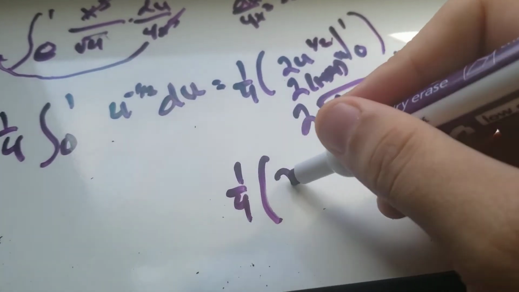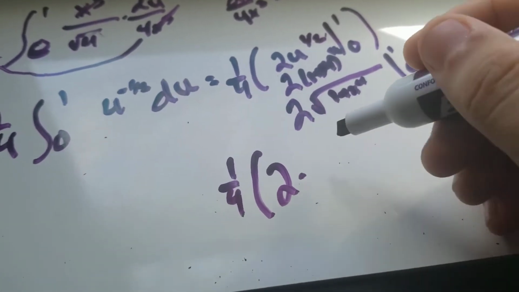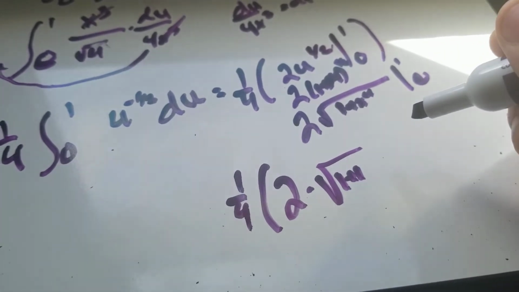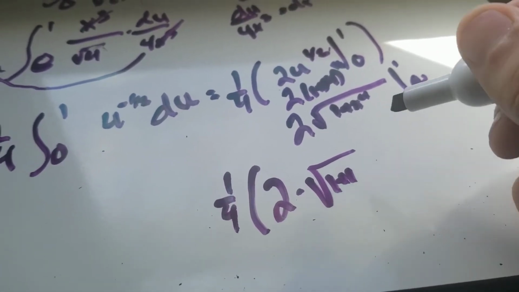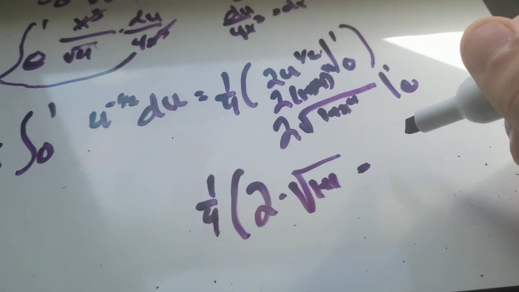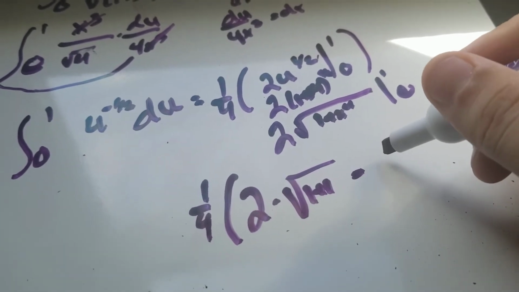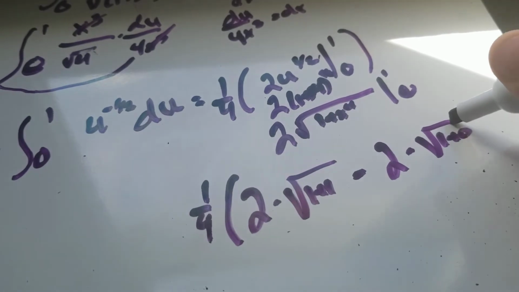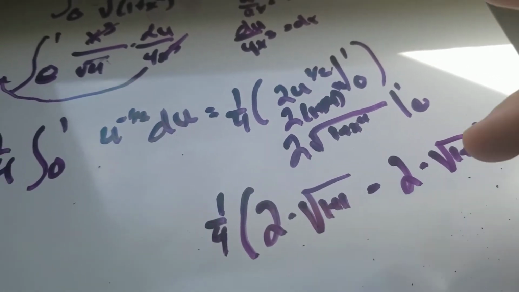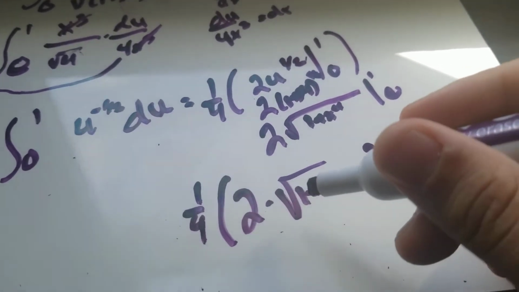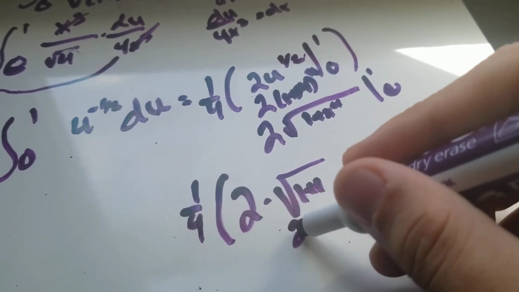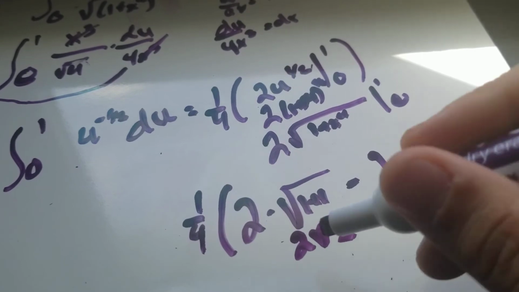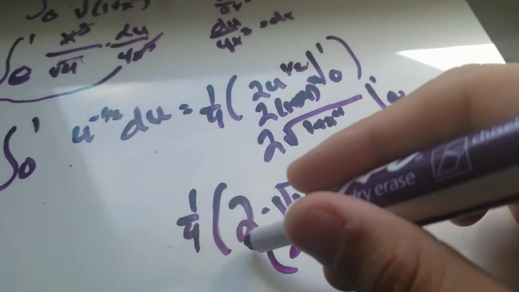So we have 2 times, we're going to plug in 1 first, the square root of 1 plus 1, minus 2 times the square root of 1 plus 0. Okay, 2 times the square root of 2 here, minus 2 times the square root of 1 is just 2. All that times 1/4.